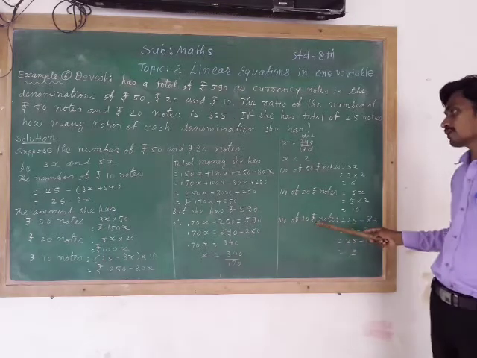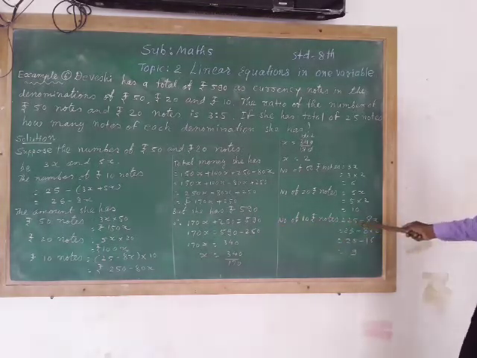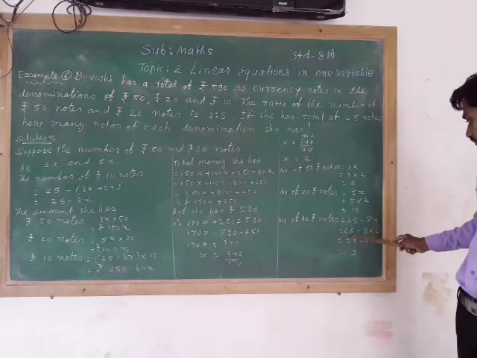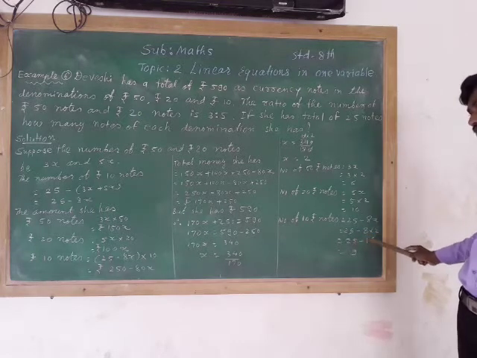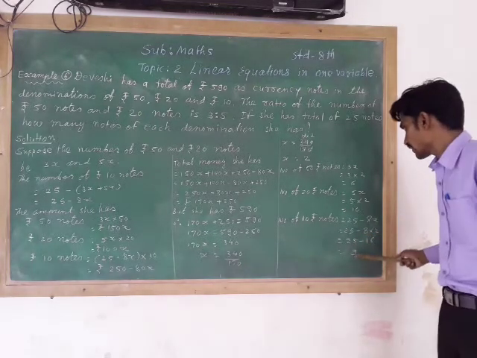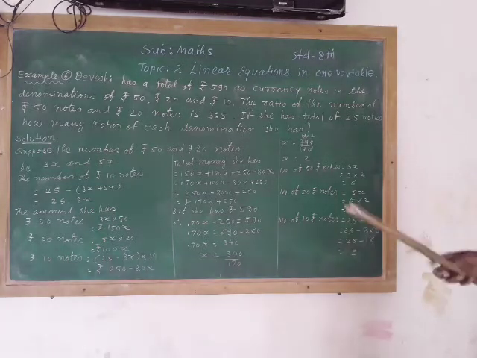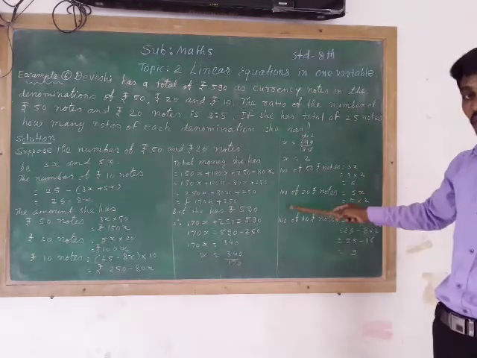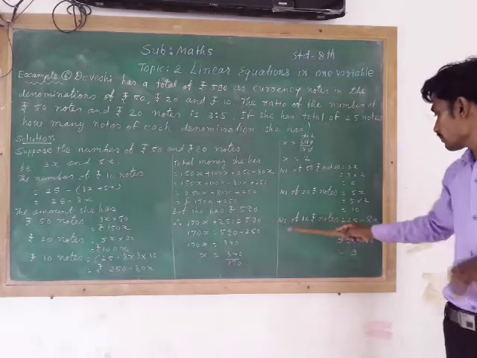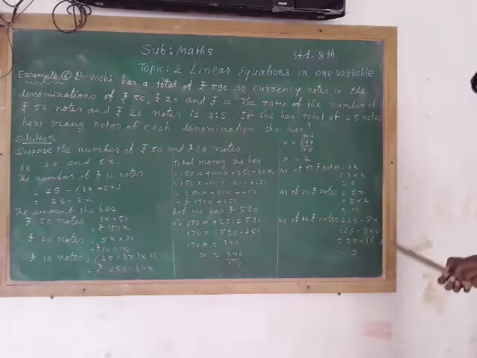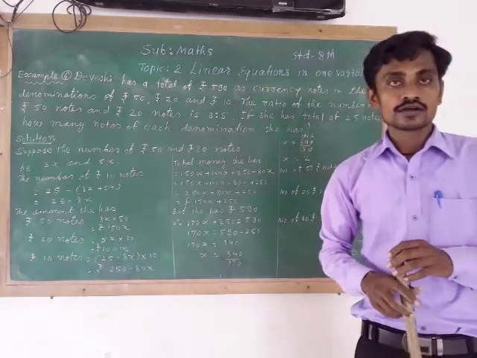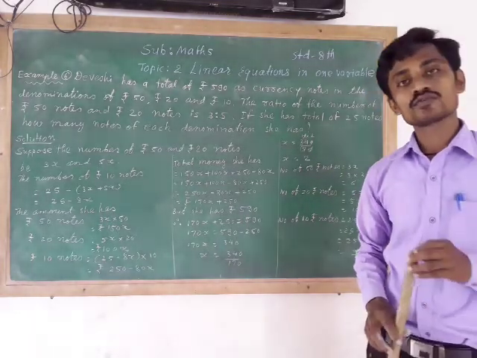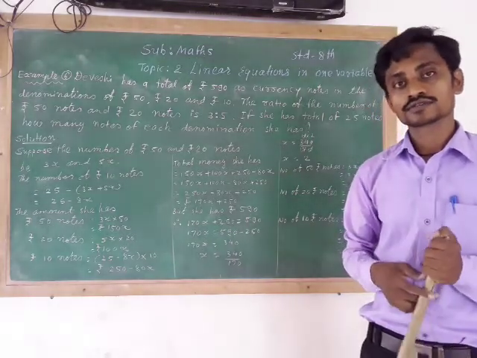So the number of 10 rupees notes is 25 minus 8x. Here x means 2, so 8 times 2 is 16. 25 minus 16 is equal to 9. So the number of 50 rupees notes is 6, the number of 20 rupees notes is 10, and the number of 10 rupees notes is 9. So the total 590 will be there. Understood all these examples? You have to do exercise 2.2. Okay, thank you.